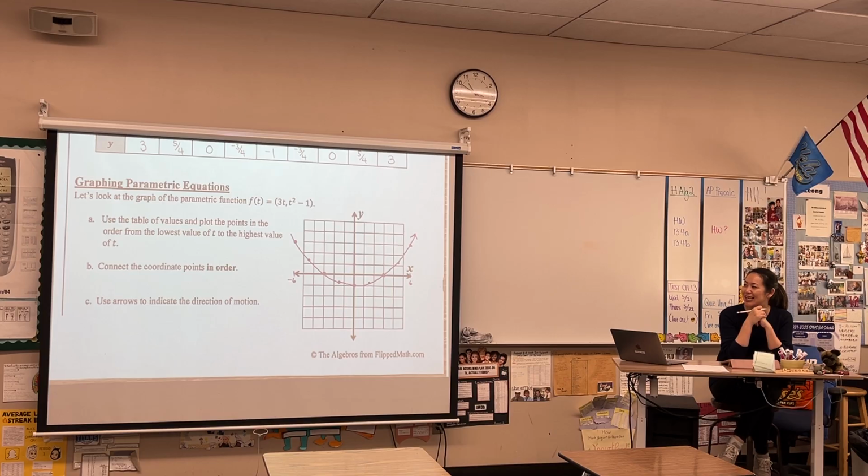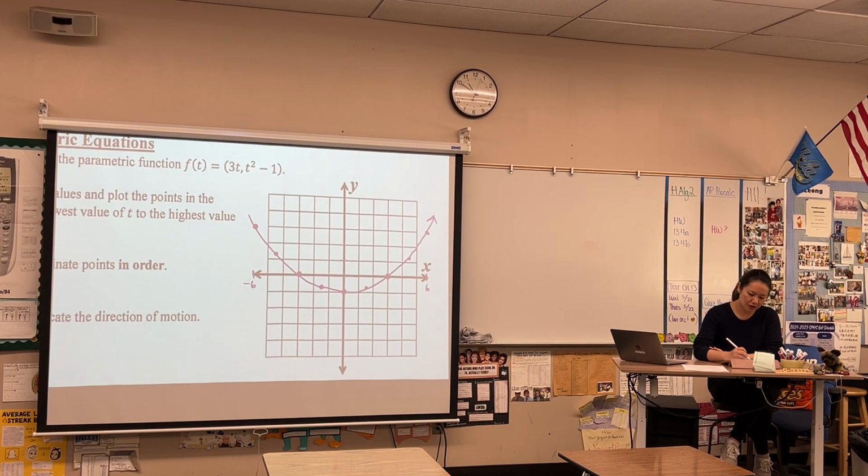Use arrows to indicate the direction of motion. So this is where parametric functions are different than what we're used to. This actually has an order based off of t. So using our arrows, we're going to go ahead and show that it goes in this direction. So we started at that one, and then we moved this way.